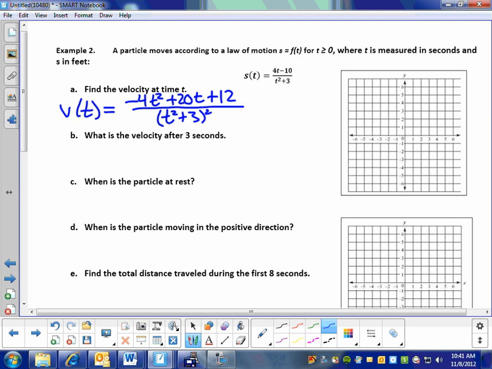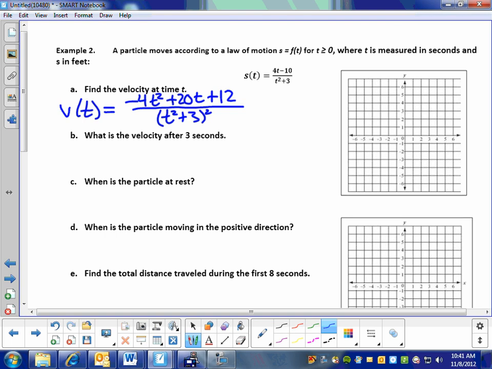Now, I want you to understand something about the nature of this velocity function, and even the position function from the very beginning. Look at the denominator, t squared plus 3. The bottom is always positive. Do you agree that the denominator is always going to be positive? If you square a value, it's going to be positive. Our domain does not include imaginary numbers, so we're working with real numbers. And we're only plugging in positive values, since time is positive. So you're always going to have something positive in the denominator, and that's really going to help our efforts here.